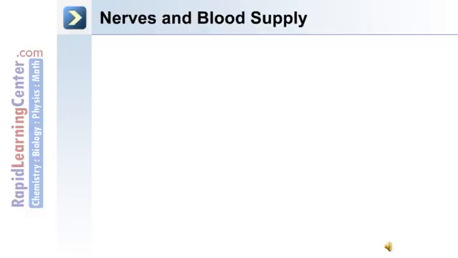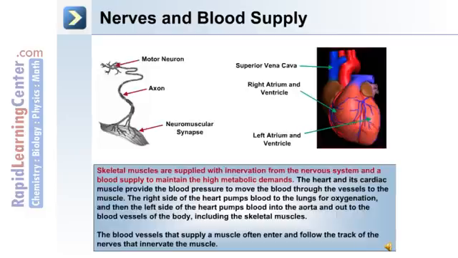Skeletal muscle innervation and blood supply. Skeletal muscles are supplied with innervation from the nervous system and a blood supply to help maintain their high metabolic demands. The heart and its cardiac muscle provide the blood pressure to move blood through the vessels to the muscle. The right side of the heart pumps blood to the lungs for oxygenation, and then the left side of the heart pumps blood into the aorta and out to the blood vessels of the body. The blood vessels that supply a muscle often enter and follow the track of the nerves that innervate that particular muscle.